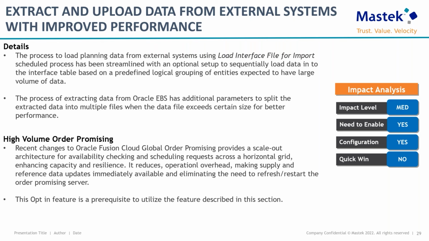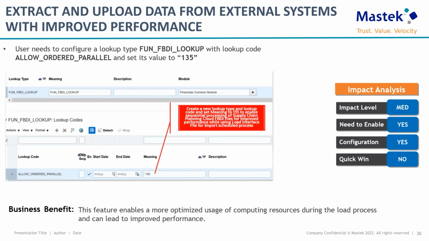In the next slide, the image here shows how to set up a standard lookup code in Manage Standard Lookups for enabling the sequential processing of your Oracle Supply Chain Planning Cloud FBDI for large files with a predefined logical grouping for improved performance. So over here, this is the setup which we are talking about. For this lookup, if your value is marked as 135, it means that you can use the sequential loading of the data. In case you provide any other value other than 135, then the scheduled process loads the data with the existing parallel logic.